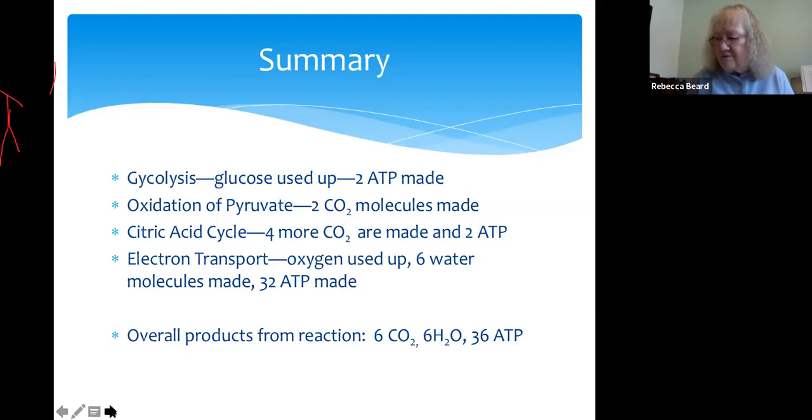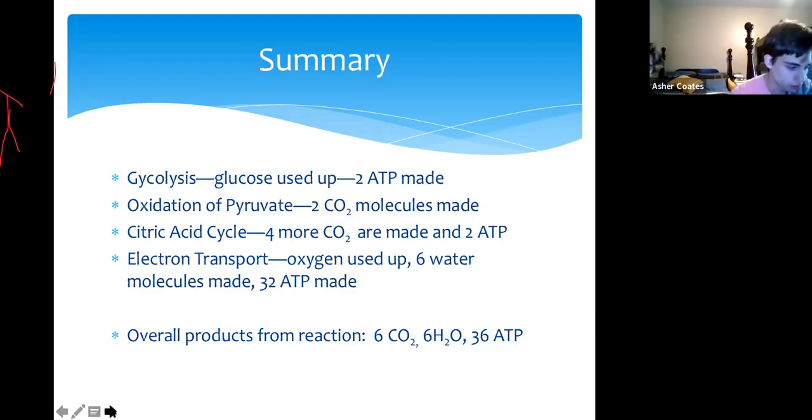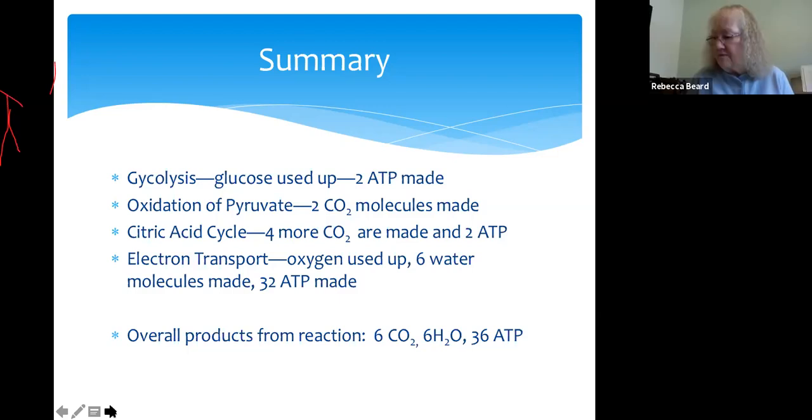Okay, does anybody have any questions about any of that? I don't think so. Okay. The important thing is to see the products that are made and how they are used in the subsequent reaction over and over again. That's the way it works. You make something and then you make it to be used in the next reaction.